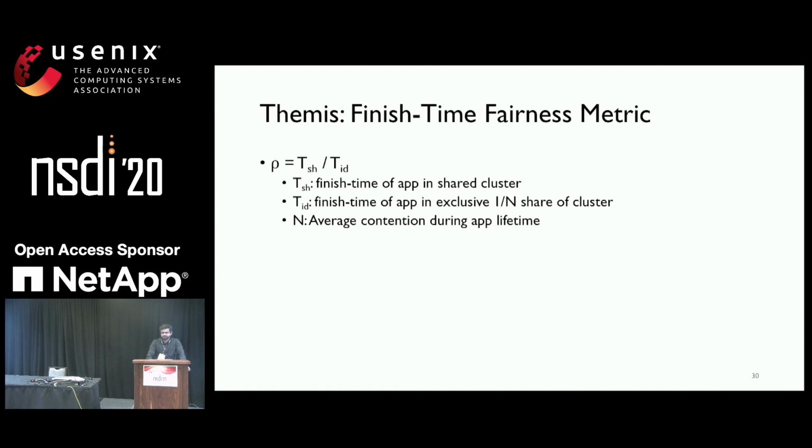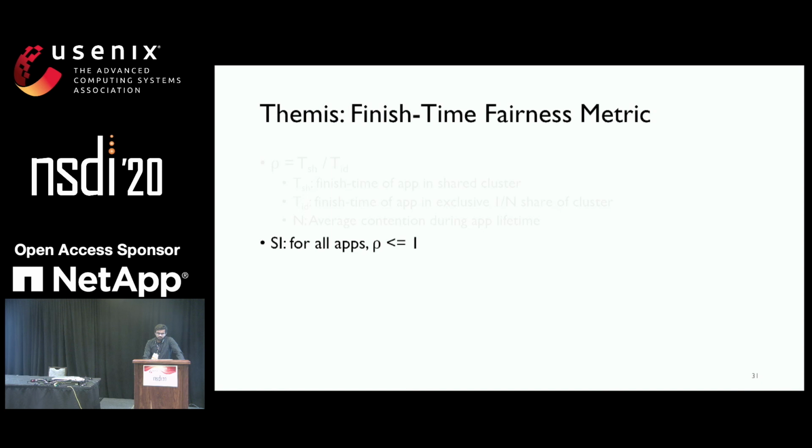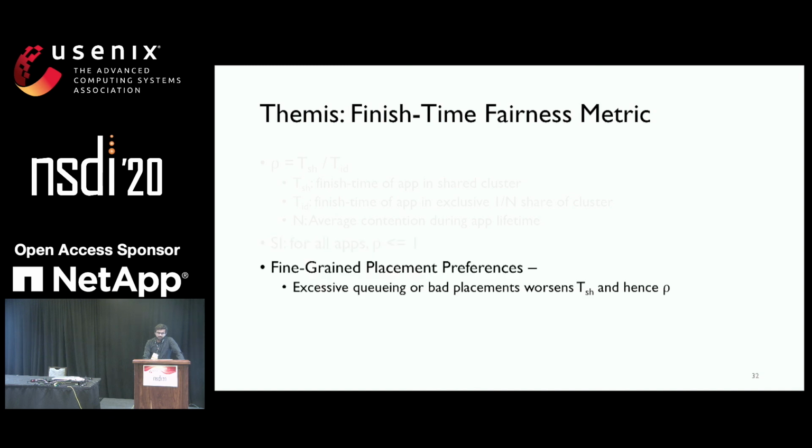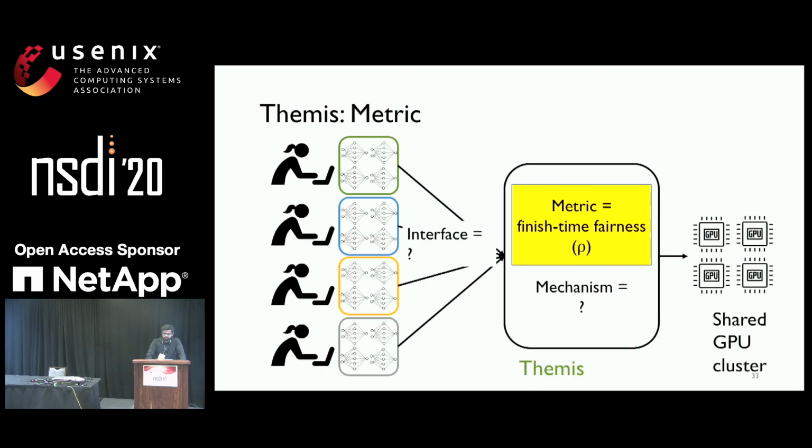Themis defines a new finish time fairness metric, rho, which is the ratio of TSH to TID. Sharing incentive can then be formalized as rho less than or equal to 1 for all the apps in the workload. This metric accounts for fine-grained placement preferences, as excessive queuing or continuously bad placements worsens the value of TSH, the shared running time, and hence the value of rho.